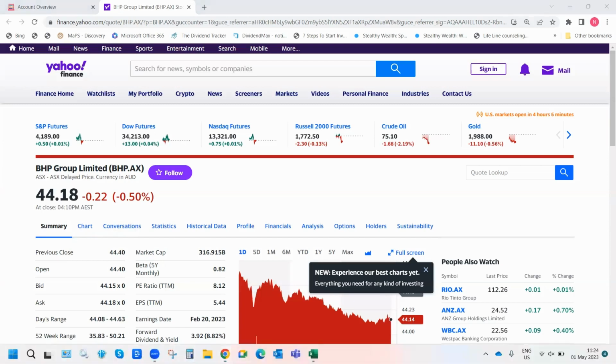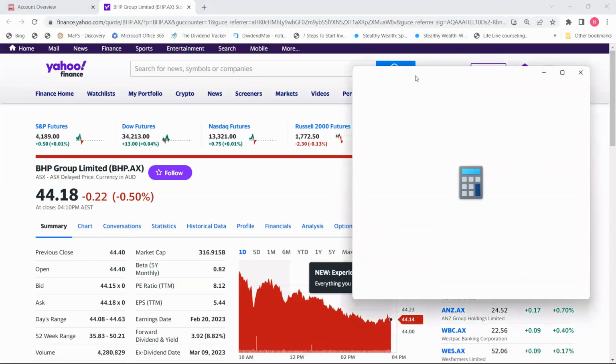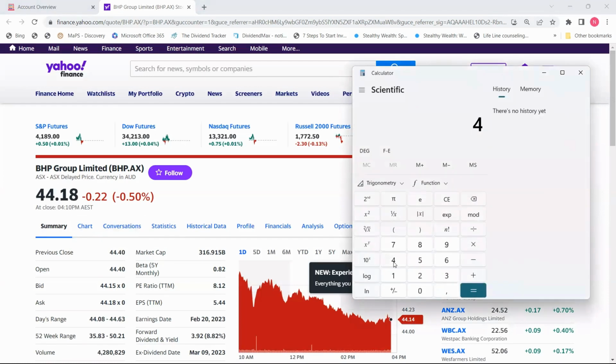Let's do that calculation. If I whip out my calculator and say 44.18 divided by the earnings, which is the profit per share, by 5.44 equals, there you go, 8.12, which is exactly what the PE ratio is. So guys, you don't have to calculate the PE ratio. It's done for you. I'm just showing you how they get it.